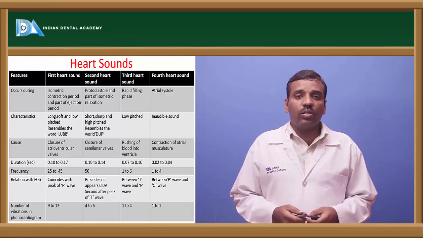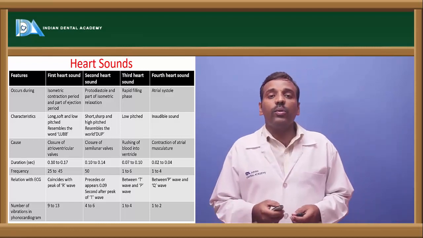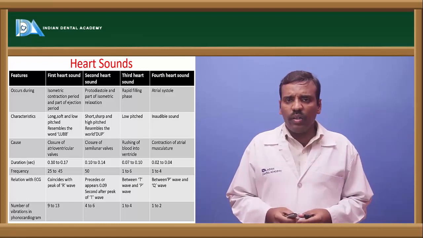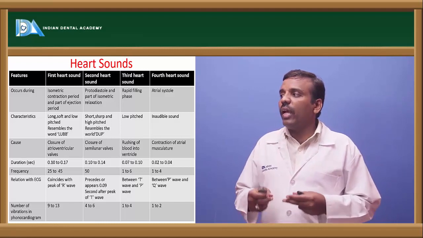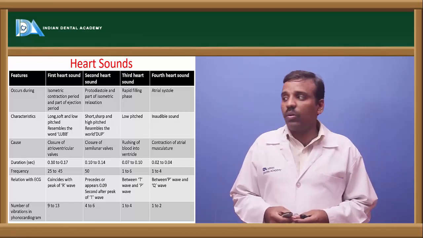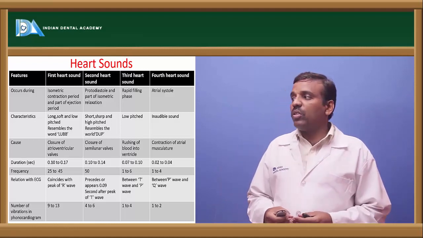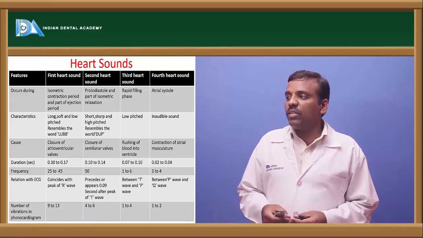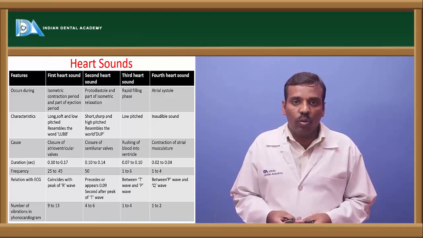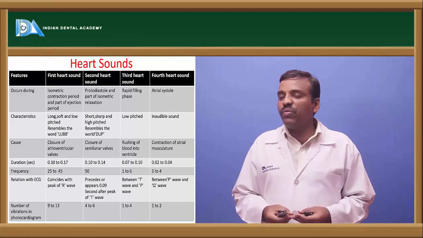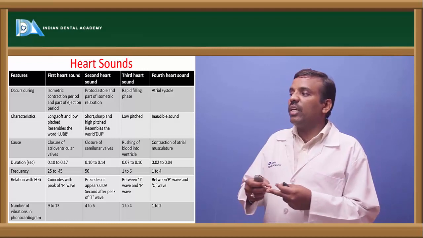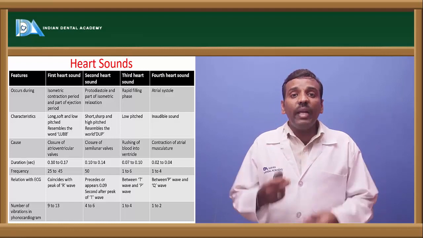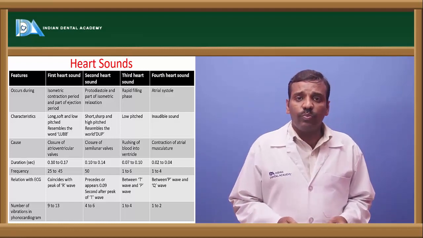And the fourth heart sound occurs during the atrial systole, and it is an inaudible sound. The contraction of the atrial muscle is the cause of the fourth heart sound, and the duration is about 0.02 to 0.04 seconds. The frequency is about 1 to 4, and the relation with the ECG is that it is in between the P wave and the Q wave, and the vibrations in the phonogram are about 1 to 2.